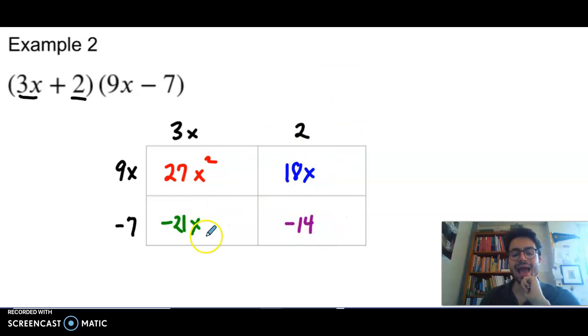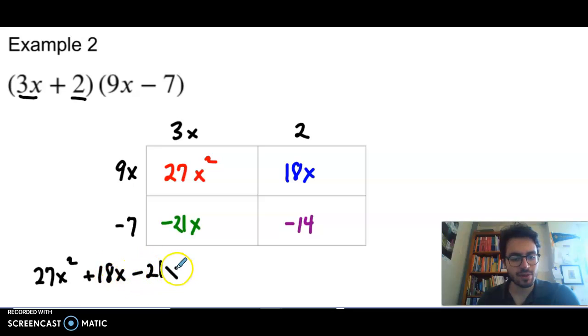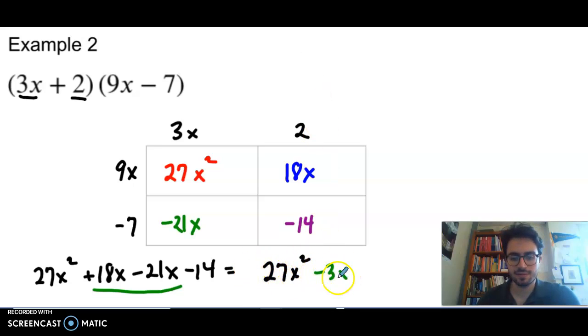So now I can add the things that are the same. These are all my terms. I have 27x squared, I have the 18x, I have the minus 21x, and I have the minus 14. 18x minus 21x, that's going to be negative 3x. There you have it.